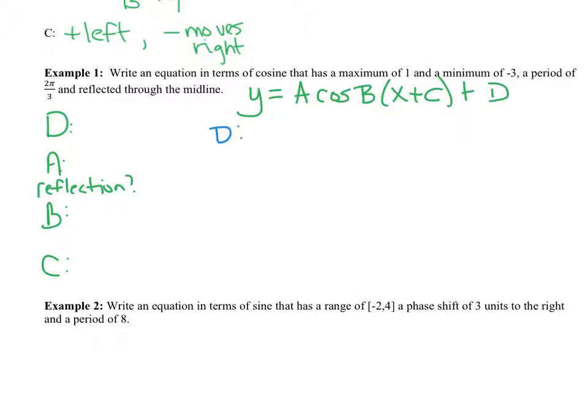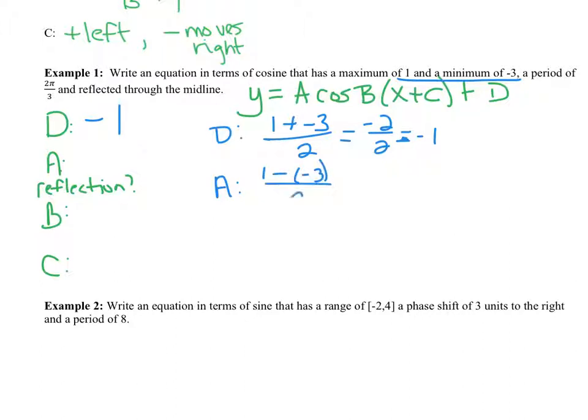All right, so let's look at it. I want to find D first. The range is -3 to 1, so the max is 1 and the min is -3. The max plus the min divided by 2 is -2 over 2, or -1. So that means it was shifted down 1. The midline is y equals -1. The amplitude is the max minus the min divided by 2, so that would be 4 over 2, or 2.